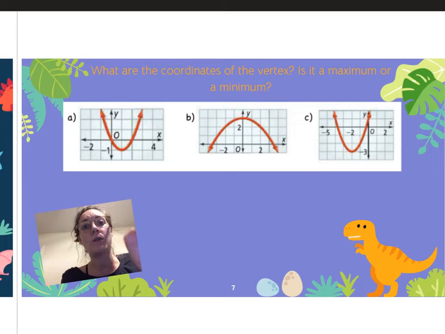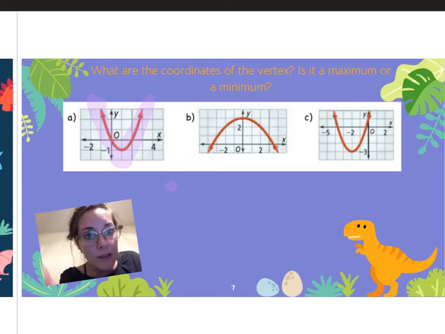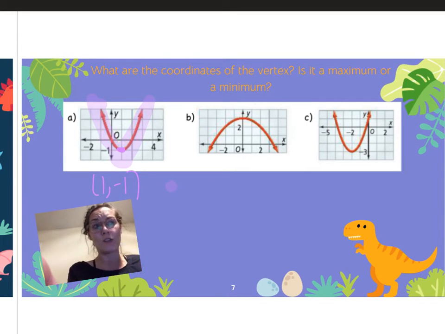So I notice right away that this is a smiley face, so we've got that positive quadratic equation. And the vertex is this point right there. So I need to name that point, and if I start at 0, I'm going over 1 and down 1. So my vertex is positive 1, negative 1. Go ahead and pause it. Do the other two. They're super hard. Come back and check your work. Pause it now.